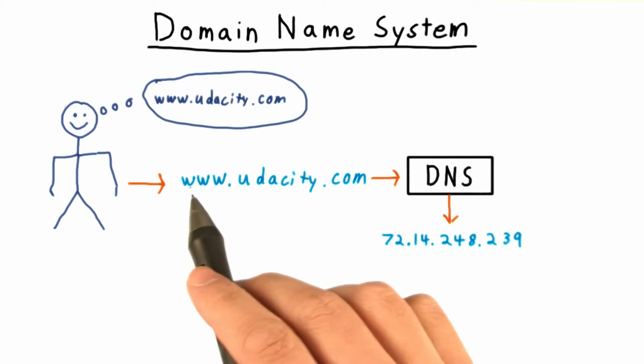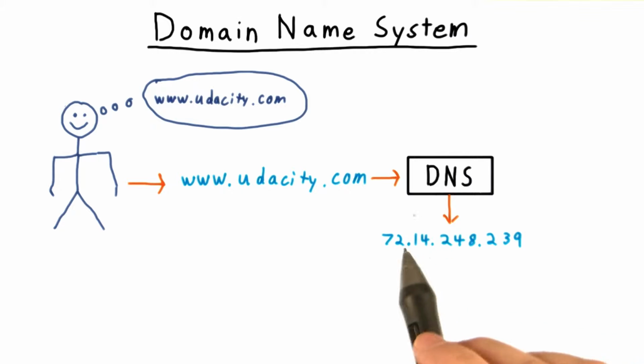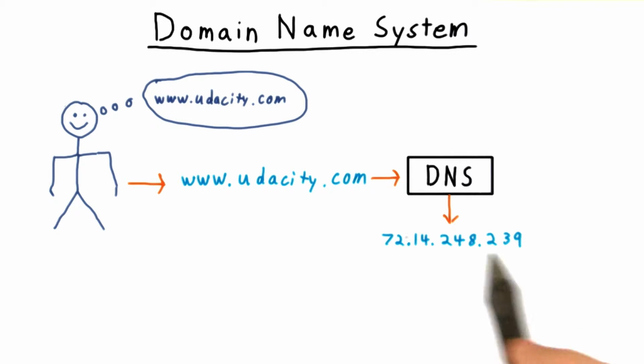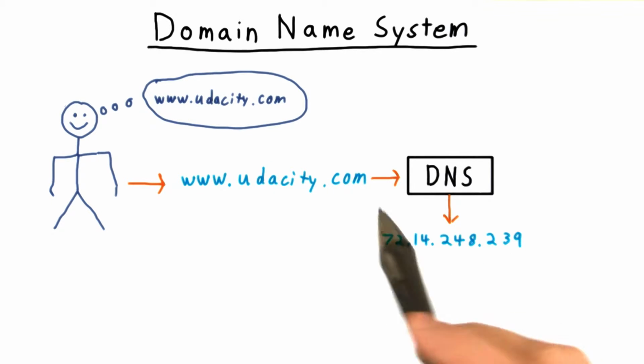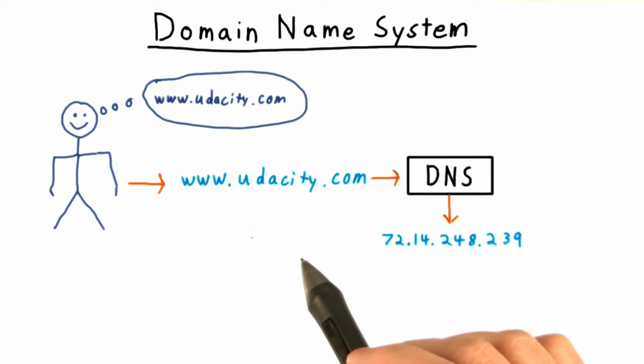The host name, like www.udacity.com, gets translated into an IP address, which is then used in the ways we've talked about. This translation is accomplished with the help of domain name servers sprinkled throughout the internet.